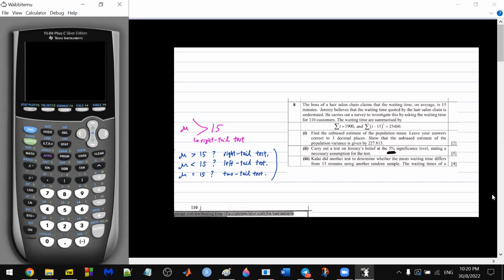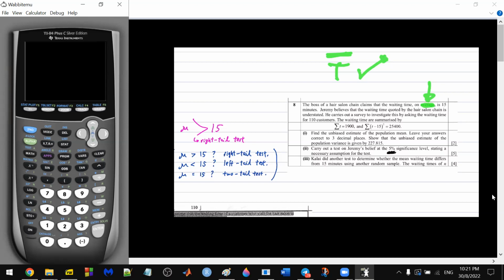Yeah, because you see, the boss's claim is what? Waiting time on average, right? So that means Jeremy's counter must also be focusing on the average waiting time. So it's not T, but rather T bar. Does it make sense? It's always the case. It's always X bar and T bar.